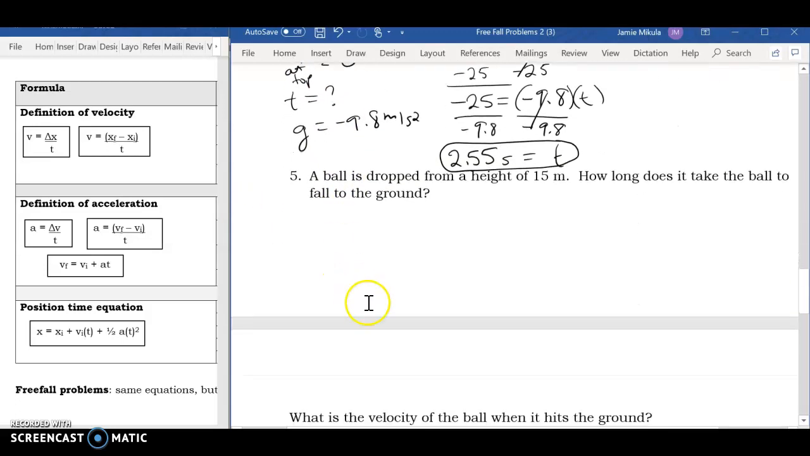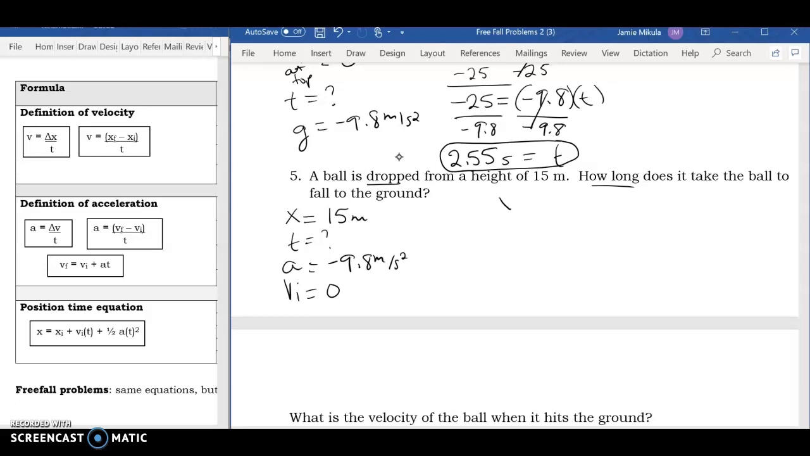All right, number 5, a ball is dropped from a height of 15 meters. How long does it take for the ball to hit the ground? All right, so now we have a distance. X is 15 meters. How long would be time? So T equals question mark. We have gravity, so A or G. I keep using those interchangeably because we're in the y direction. They are the same thing, so negative 9.8 meters per second squared. If it's dropped, remember that we have the initial velocity of 0, which is very important.